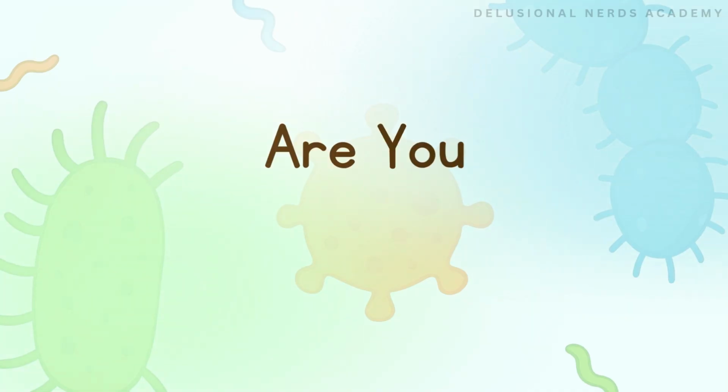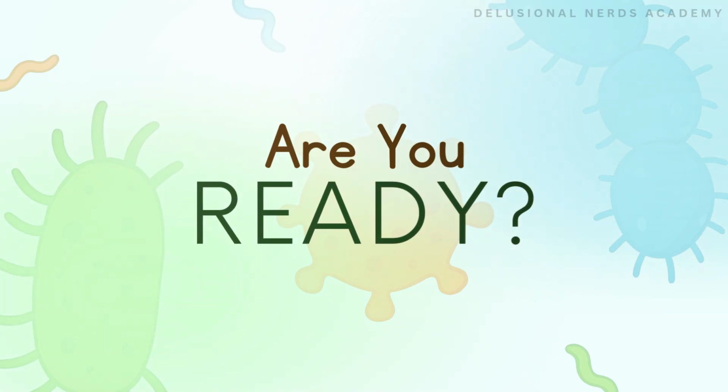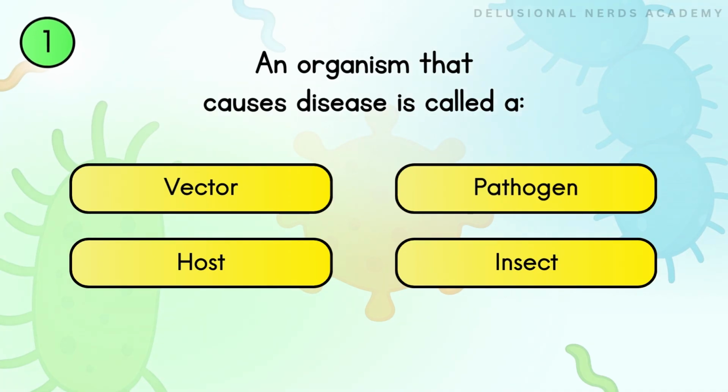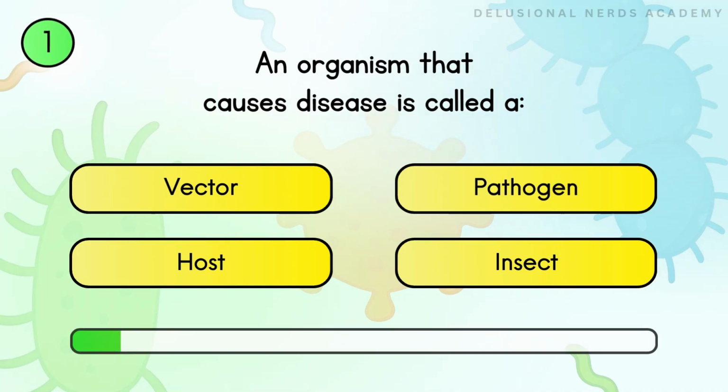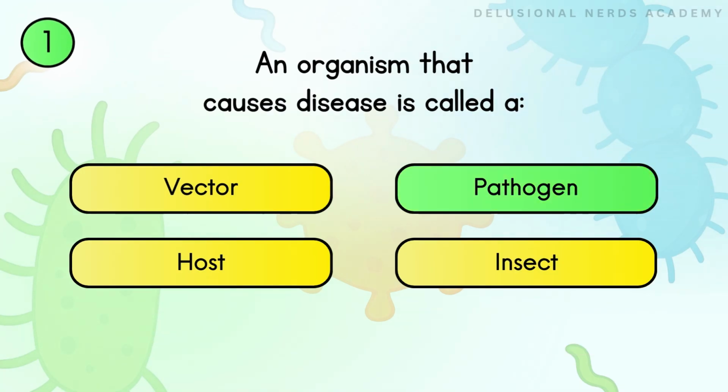Are you ready to test your knowledge of human diseases? There are 30 questions in total. Let's see how many you can get right. An organism that causes disease is called a pathogen. Pathogen is any organism that causes disease.